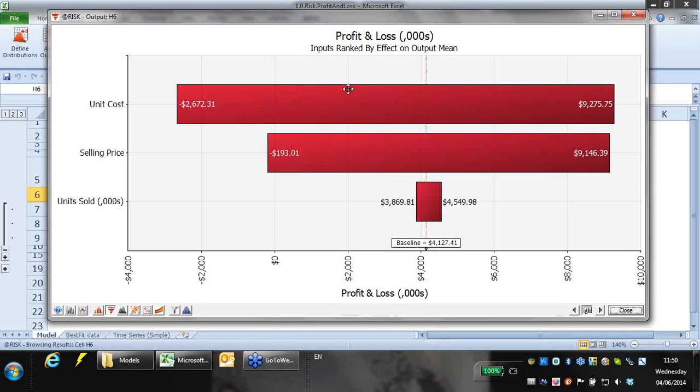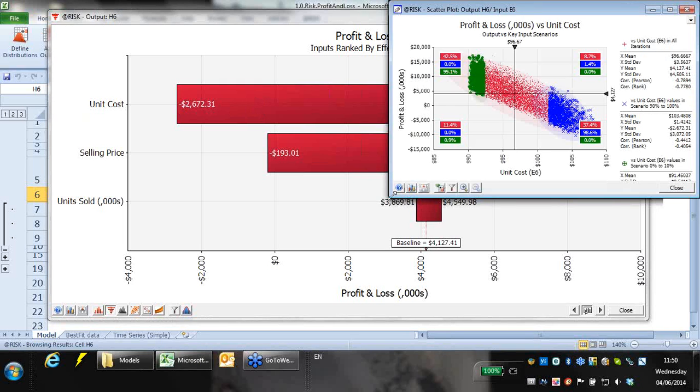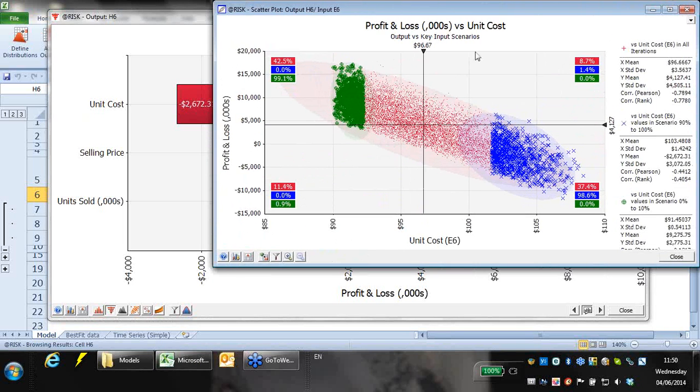The thing at the top of the graph, at the top of the tornado, is the input where the variation is the most significant to my overall model. And so this is saying that the unit cost is the most significant in my model. If I drag that out, let's talk about what that actually means.